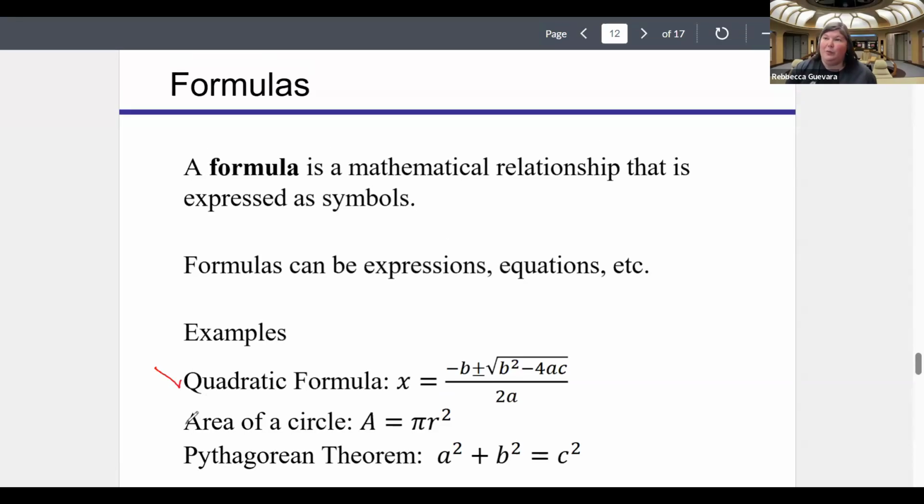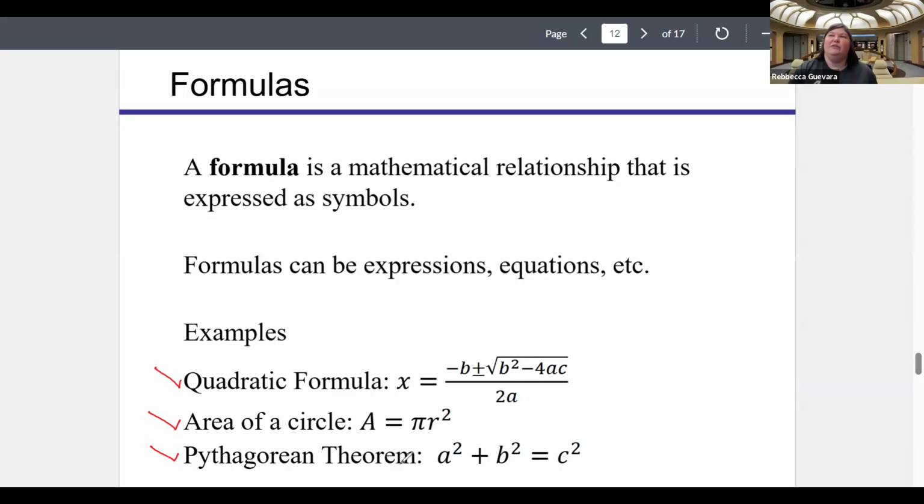Most people have seen the quadratic formula before. So x equals minus b plus or minus the square root of b squared minus 4ac, divided by 2a. Another one that most of you have seen, this is also another formula: area of a circle is pi r squared. Another common formula you've probably seen before is the Pythagorean theorem: a squared plus b squared equals c squared. There's plenty of formulas that you would have seen before.